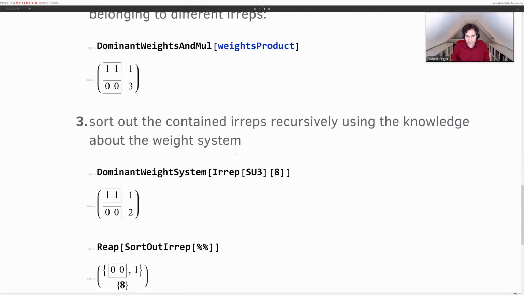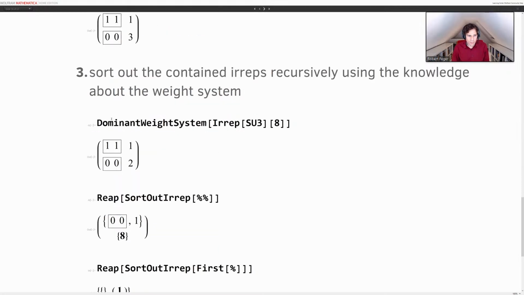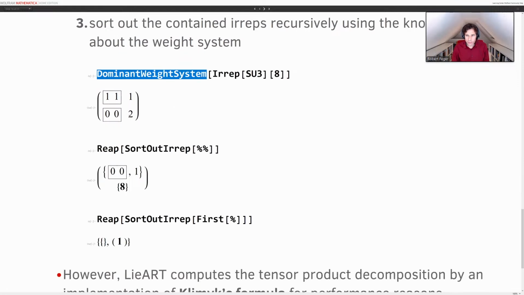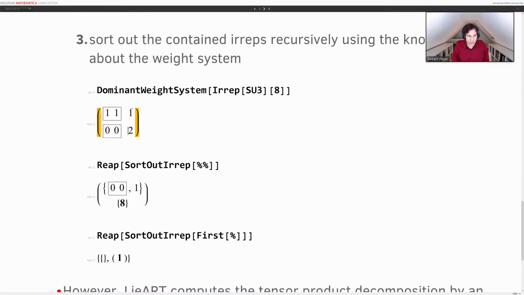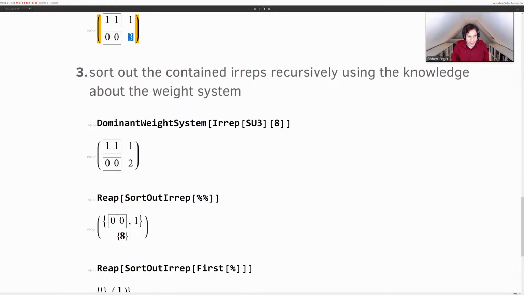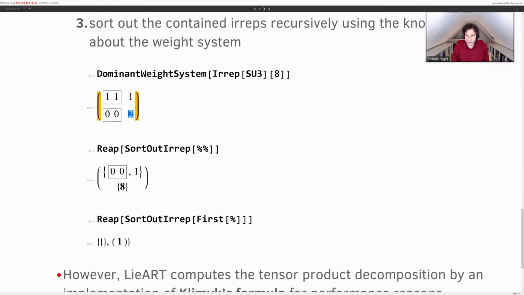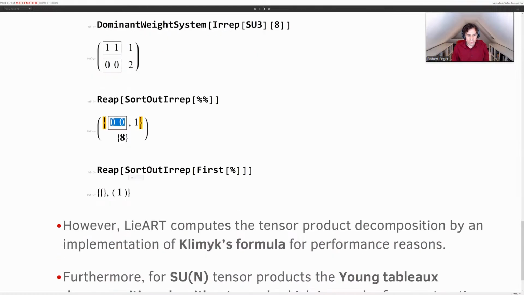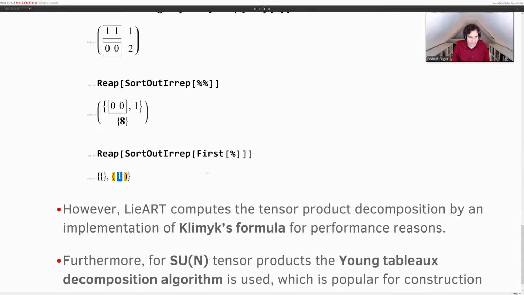Then you sort out the containing representations recursively using the knowledge about the weight system. So this is the dominant weight system of the 8 with the same dominant weights, but different multiplicities. So here it was a 3, here it is a 2. So you can in fact subtract it and sort it out. There's even a command in LieART, which is called SortOut. And then you're only left with the singlet here, and you can then sort it out, giving you the singlet. And then with Reap and so on, you can get the 8 and the 1, and that's the result of everything.